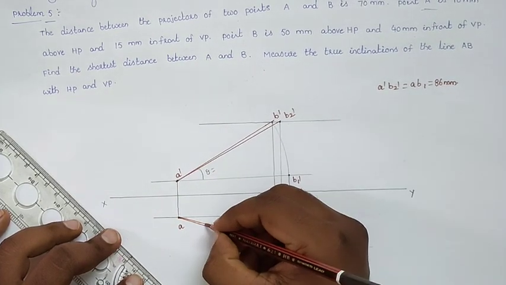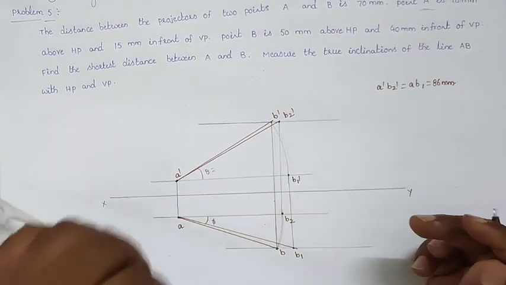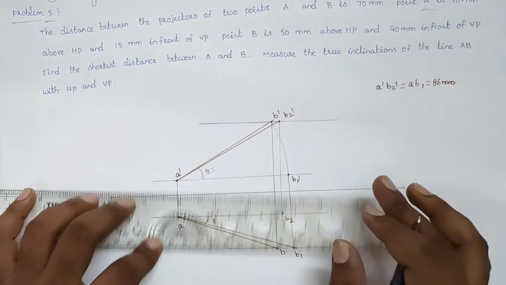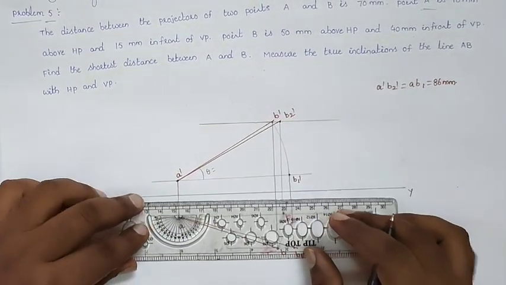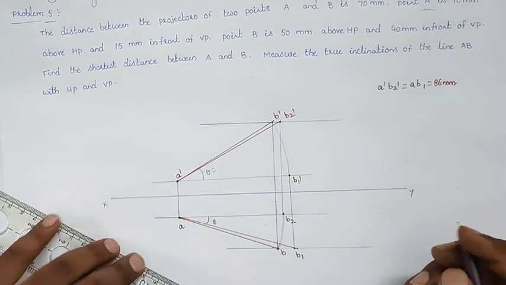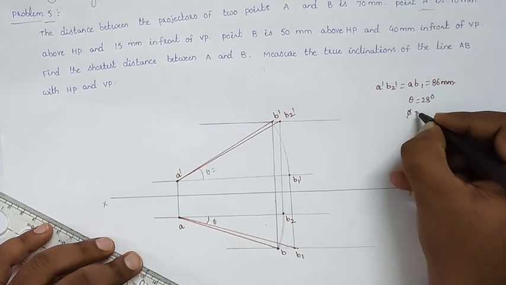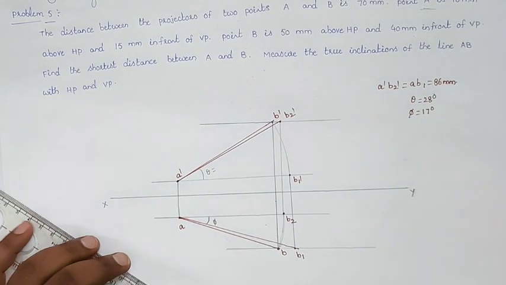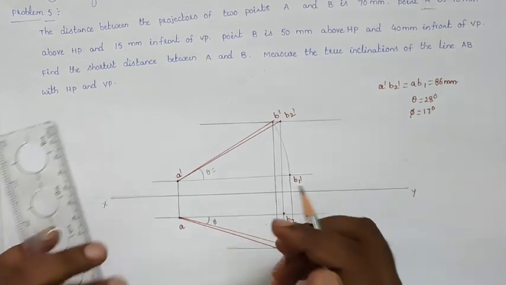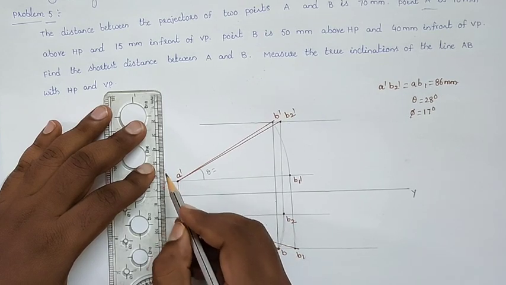So this one is theta and this one is phi. You can measure the theta value. This angle will be 28 degrees. Theta is equal to 28 and the phi value becomes 17 degrees. So like that we will find out the true length of the line and also the true inclinations with respect to HP and VP. After that we will give the dimensioning.